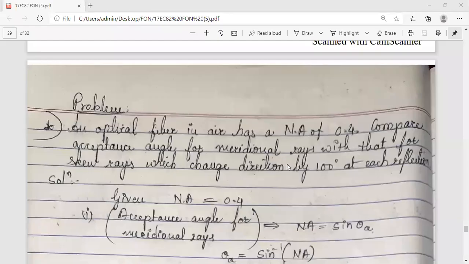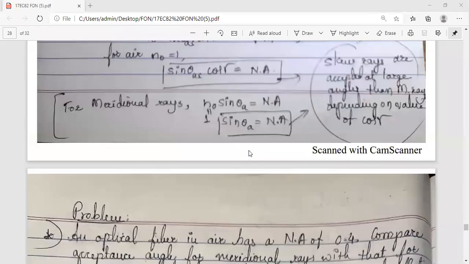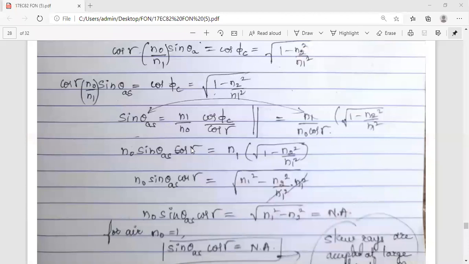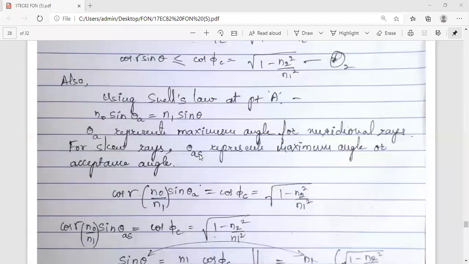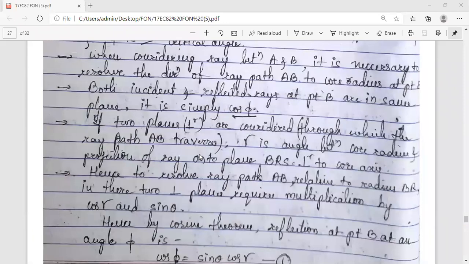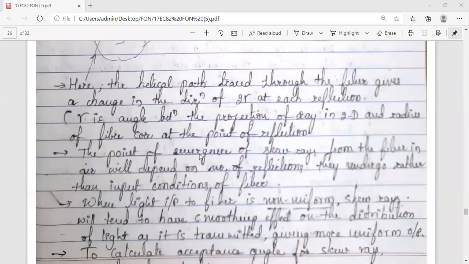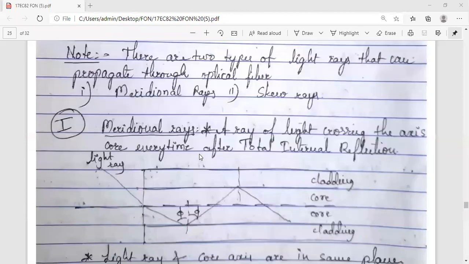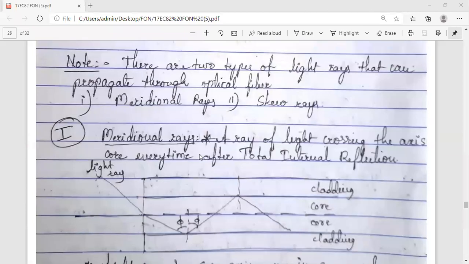In the previous session, we covered one of the subtopics in the ray theory of transmission. That was skew rays. Let me quickly recall what we have covered there. There are two types of rays actually: meridional rays and skew rays.